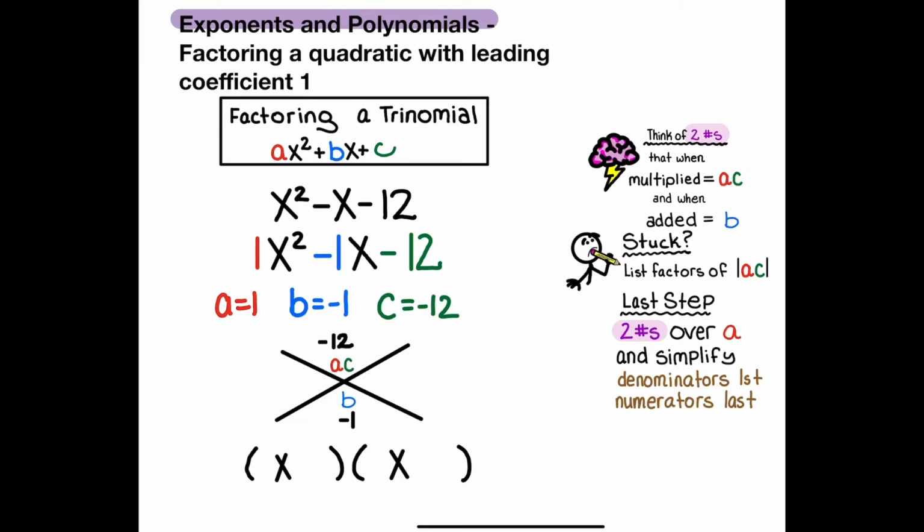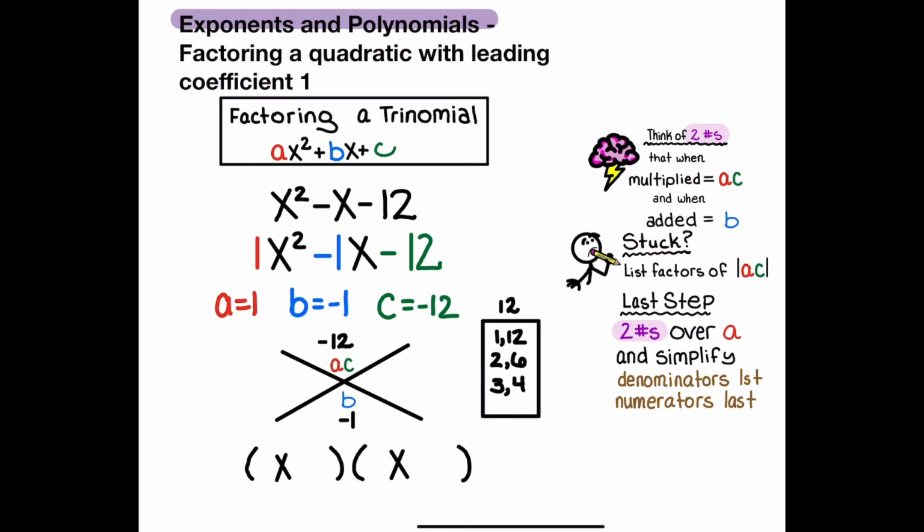Some of you can think of those two numbers very quickly, but if you're stuck, this is what you should do next. Off to the side, make a list of all the numbers that multiply together to get the absolute value of AC. In this case, the list will be all the numbers that multiply together to get 12. 12 is 1 times 12, 2 times 6, and 3 times 4.